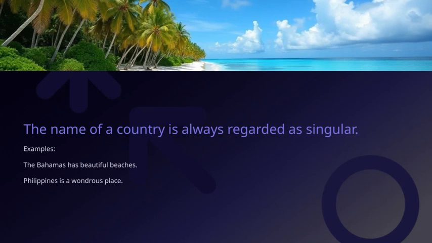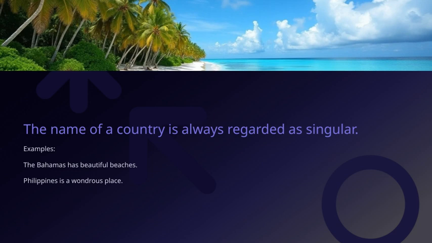Philippines is a wondrous place. When I think of the Philippines, I picture its stunning landscapes, vibrant culture, and warm, welcoming people. It's truly a country full of surprises and natural beauty. Now, moving over to the Bahamas, we see that it has beautiful beaches. The Bahamas is famous for its crystal-clear waters and soft, white sand beaches that attract tourists from all over the world. Both examples highlight how the names of countries are always regarded as singular.